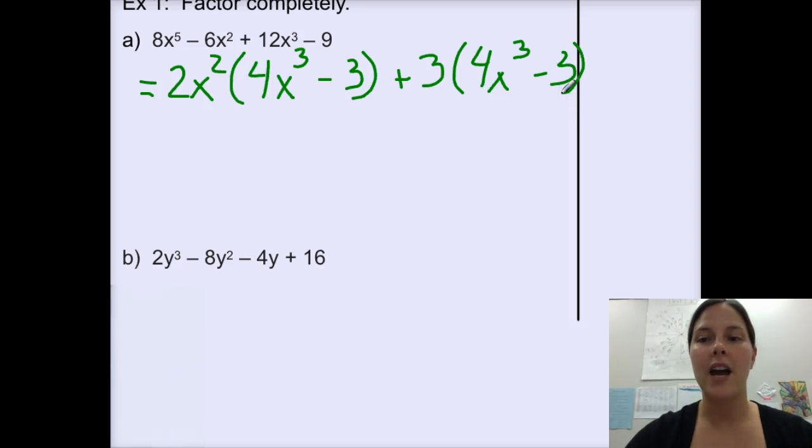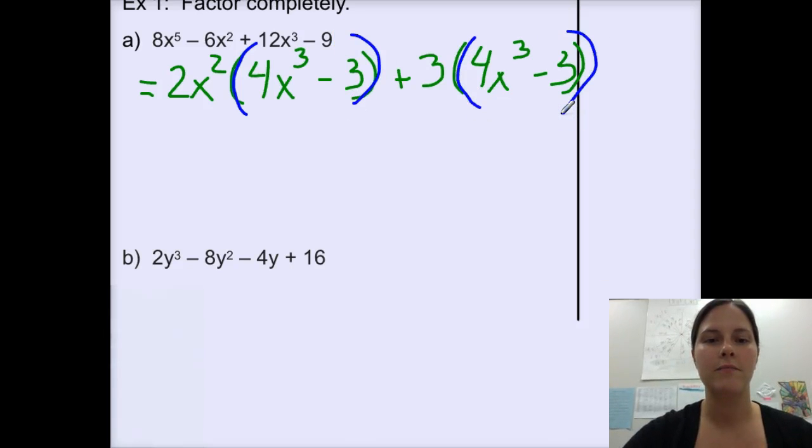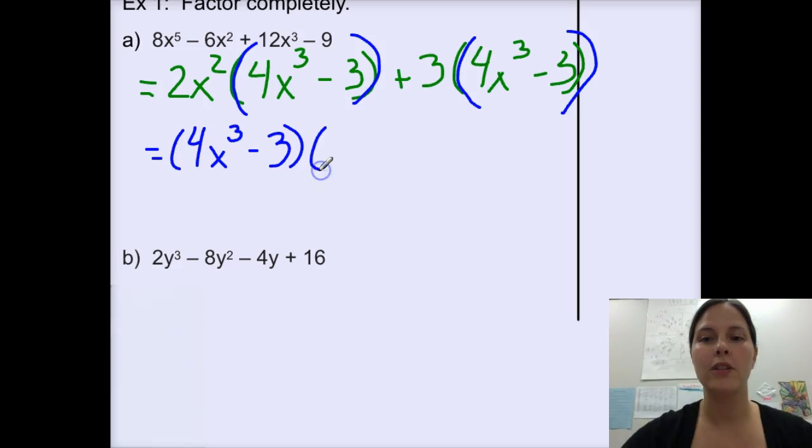And again, we've got that common factor of the 4x cubed minus 3, so we're going to factor that out. What's left from our first term is the 2x squared. And what's left from our second term is a plus 3.